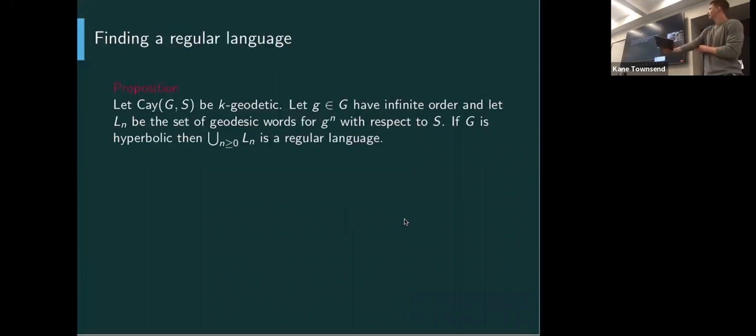And then the key proposition is: if we have a k-geodetic Cayley graph and G an infinite order element, and we let Ln be the set of geodesic words for powers of G with respect to S, and if G is hyperbolic, then we can show that the union of Ln over all n greater than or equal to 0 is a regular language. So it can be recognized by a finite state automaton.